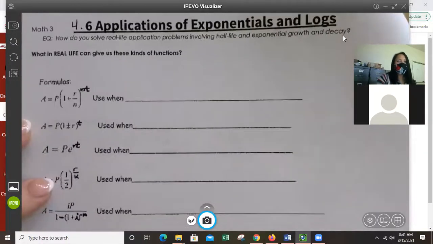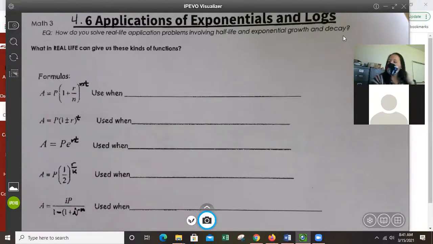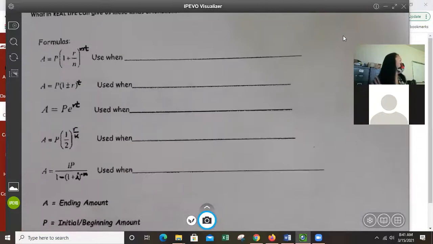So 4.6, applications of logs and exponentials, is literally just real life problems. So we're going to go over these. There's formulas to use. You can flip back and forth to those formulas. It's not a big deal. Okay, so don't stress out about memorizing them.